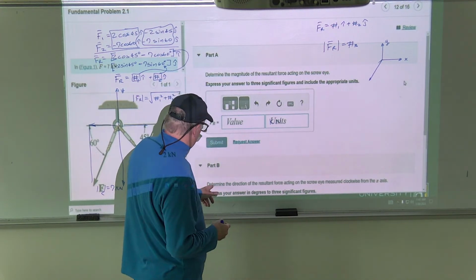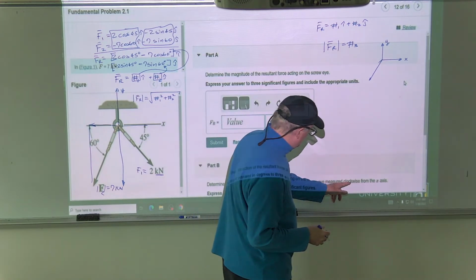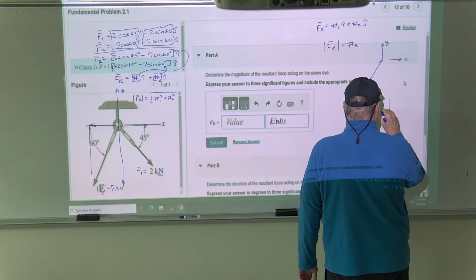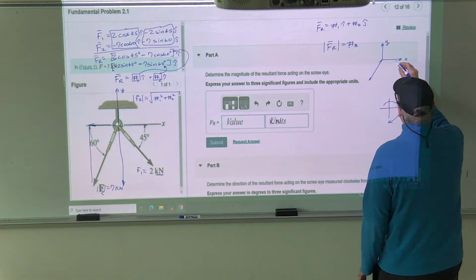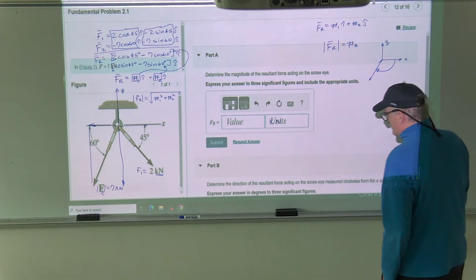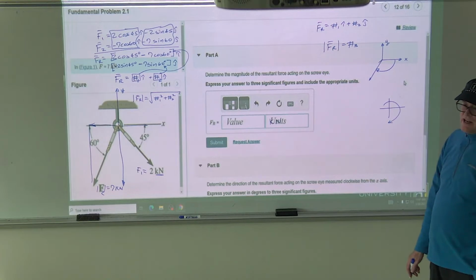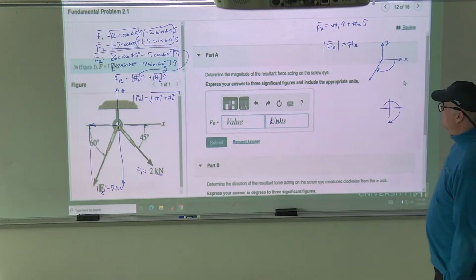And then he's going to say, determine the direction of the resulting force acting on this grid measured clockwise from the x-axis. Okay, so clockwise, tick tick goes that way. So he's going to want to know that. Now, here's the problem. He does this several times, and I don't have any control over it. I think it's kind of weird and bizarre, but it's okay.